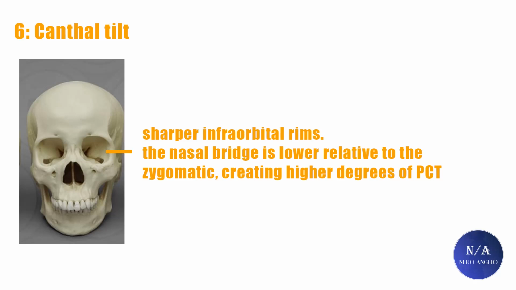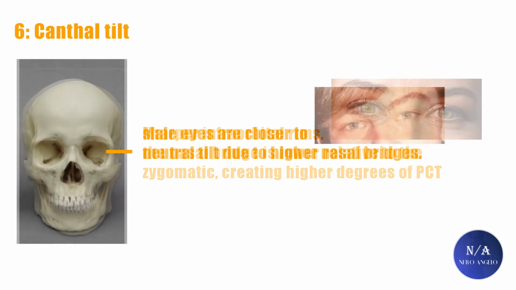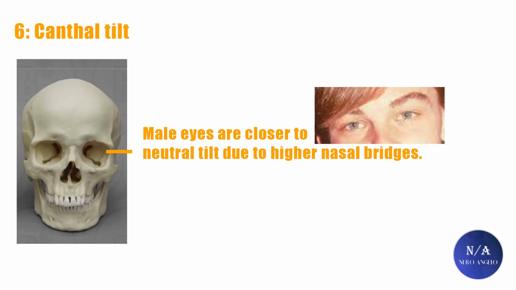And finally, for the canthal tilt. Females tend to have sharper infraorbital rims. This means that the nasal bridge is lower relative to the zygomatic bone, creating a higher degree of a positive canthal tilt. Male eyes are closer to the neutral tilt due to the higher nasal bridge.